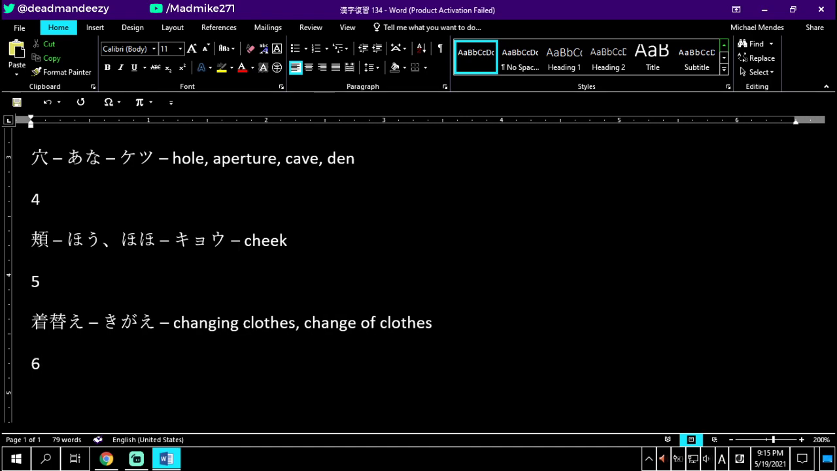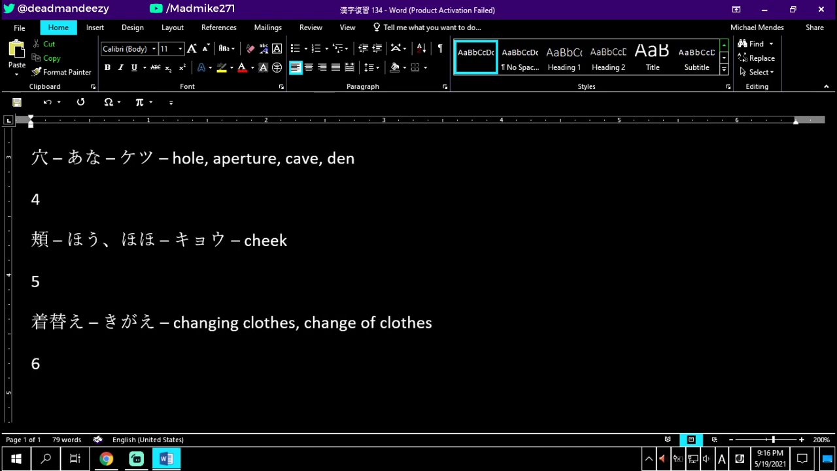Kigae. Change of clothes. So since I know all the kanji in this one, I'm just writing it down 3 to 5 times to make sure I've got the new combo in my head. Kigae is change of clothes.